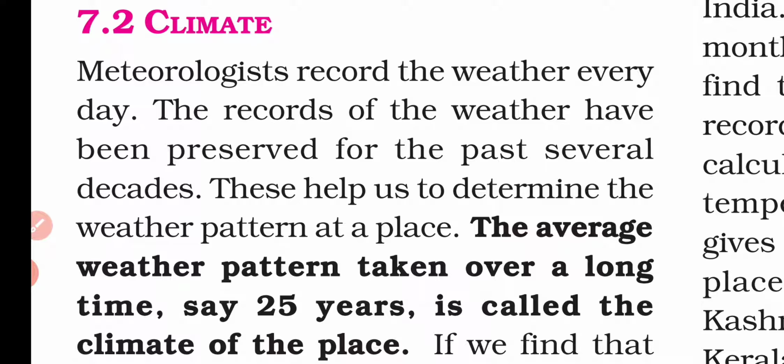Suppose we find that most of the time that place is in a cold region, or has low temperature. In that case we can say the climate of the place is quite cold. If a particular area is not getting rainfall and is quite warm or hot, in that case we can say the climate of that place is hot, or it is a desert climate.